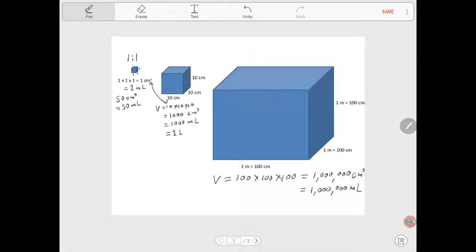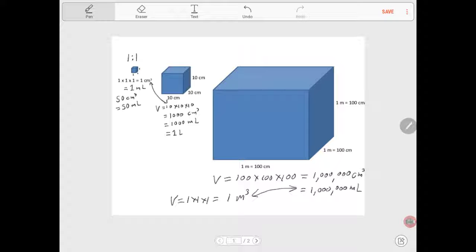Yeah. Now, what about if we were to do this volume rather than in cubic centimetres, we did it in cubic metres? Well, it's just 1 by 1 by 1, which is 1 cubic metre. So 1 cubic metre is equivalent to 1 million millilitres. How many litres is this? Maybe you want to pause the video and see if you can figure out how many litres this is.